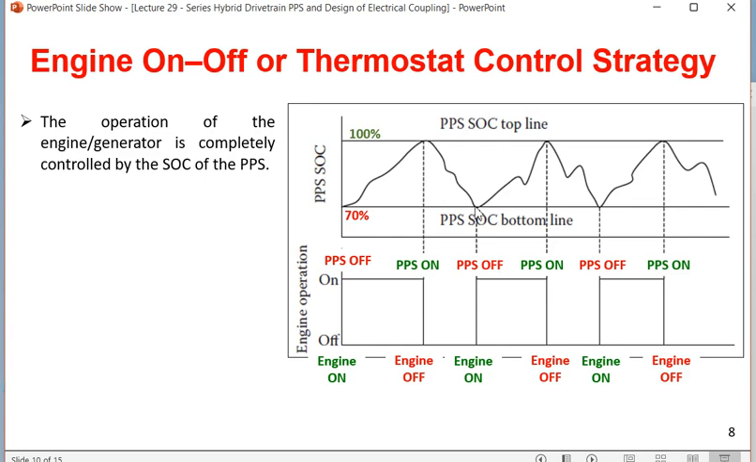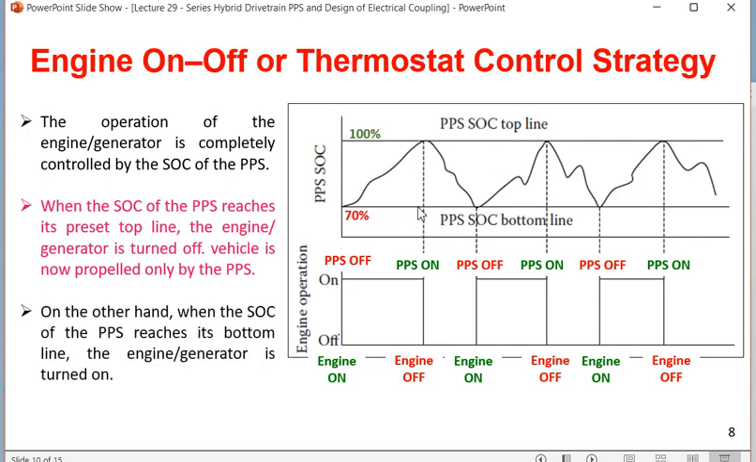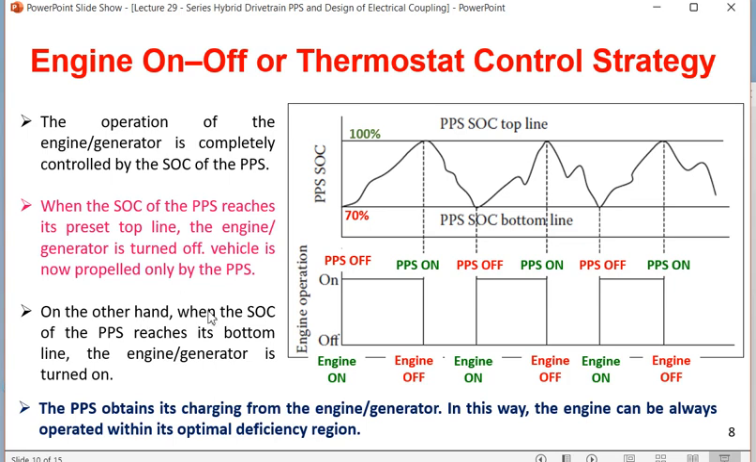In that case the PPS is going to supply all the traction power to the transmission and wheel. So the operation of the engine generator is completely controlled by the SOC of the PPS. So thermostat is kind of a sensor actuator. When the SOC of the PPS reaches its preset top line, the engine generator is turned off by the thermostat. Vehicle is now propelled only by the PPS or the secondary source. On the other hand, when the SOC of the PPS reaches its bottom line, which is pre-decided at 70%, the engine generator is turned on. The engine generator will turn itself on.